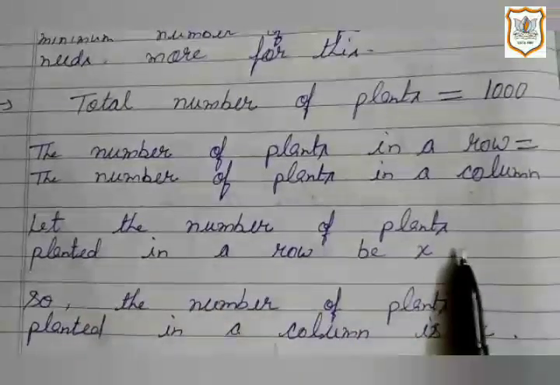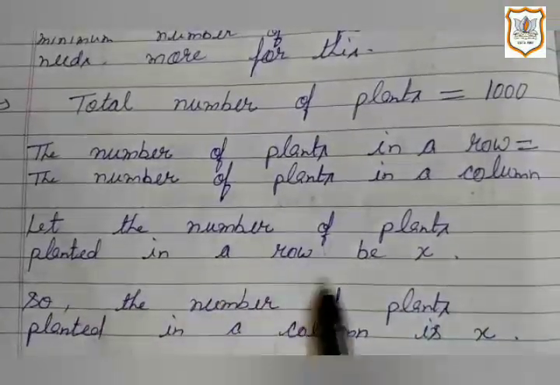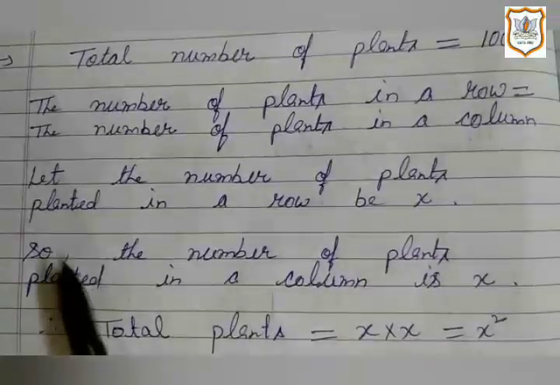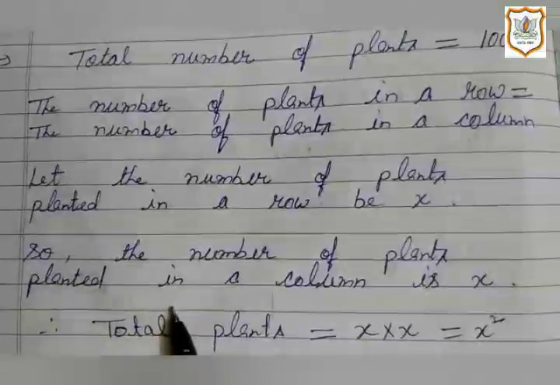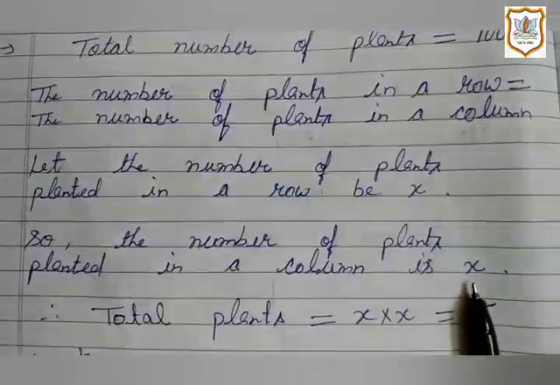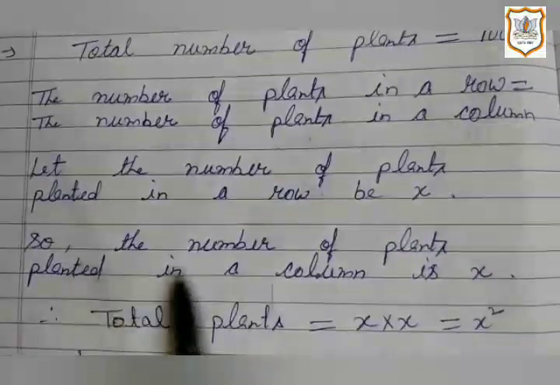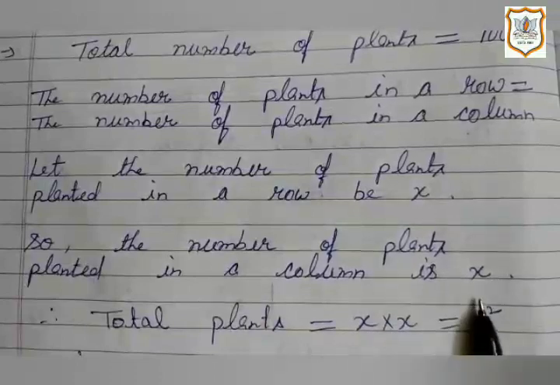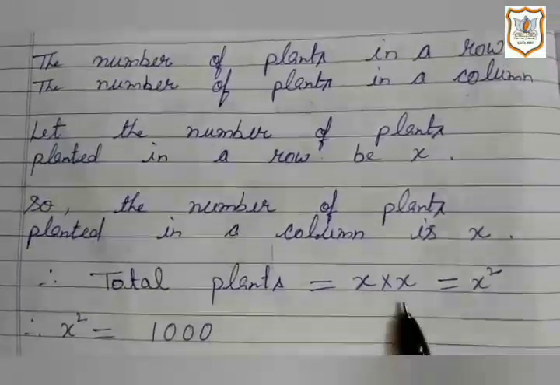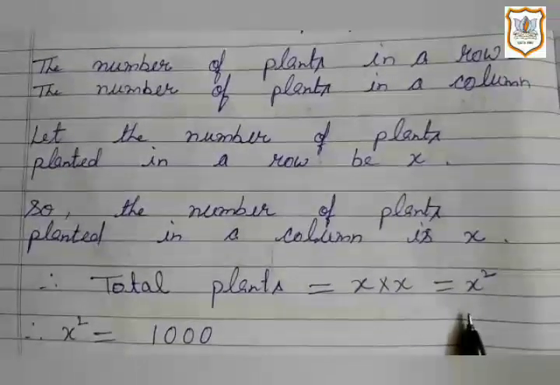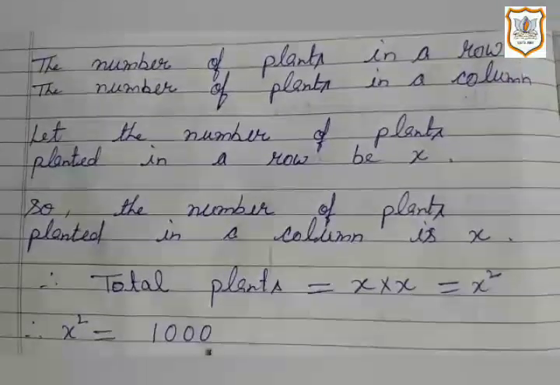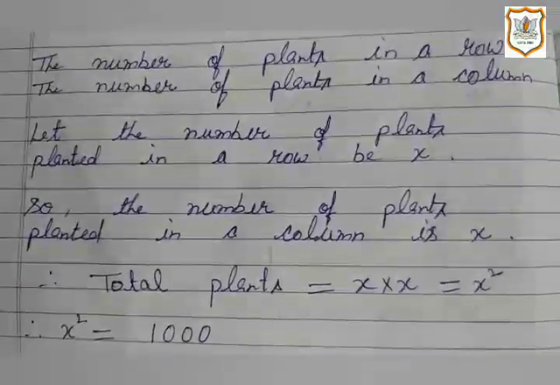The number of plants in a row is equal to the number of plants in a column. Let the number of plants planted in a row be X. So the number of plants in a column is X. Clear? Total plants is equal to X multiply X. We write X square. Here X square is equal to 1000, given in the question.